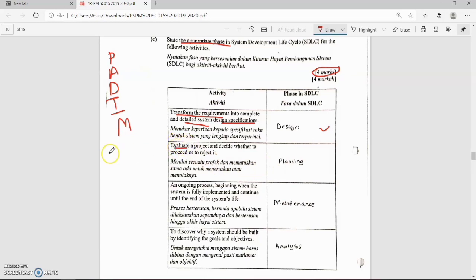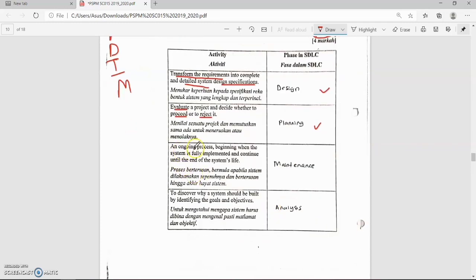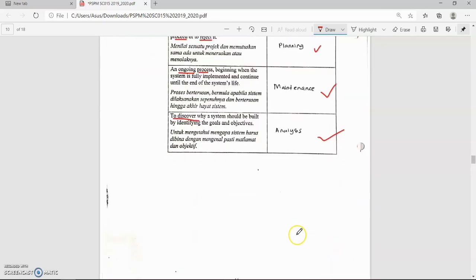Evaluate is the keyword: a project and decide whether to proceed or to reject it. This one, planning. An ongoing process, begins when the system is fully implemented and continues until the end of the system life. So the keyword is ongoing, so this one is maintenance. To discover why a system should be built, by identifying the goals and objectives. To discover is the keyword under analysis.